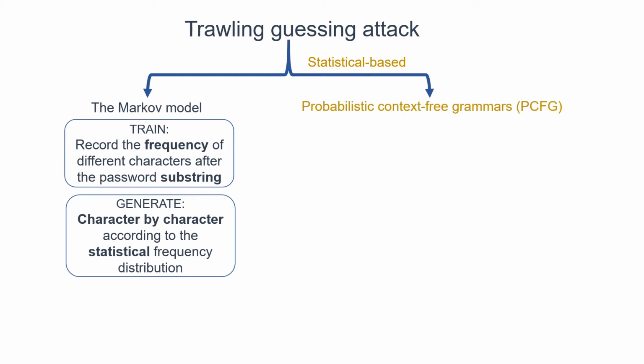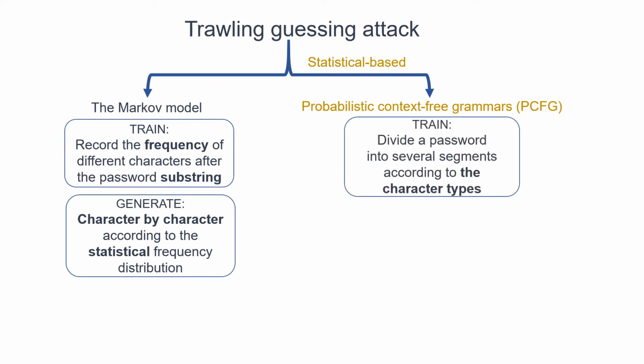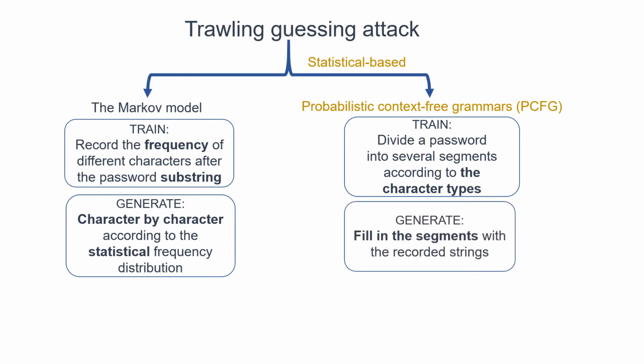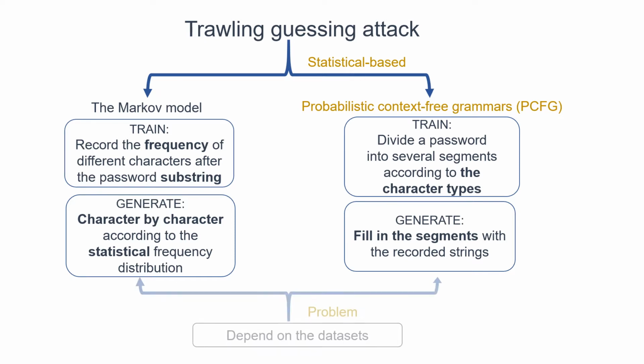The second one is named probabilistic context-free grammars, PCFG for short. It divides each password into several segments according to the character types, and generates the guessing passwords by filling in the segments with the recorded strings. These two statistical-based cracking algorithms are efficient enough compared to brute force, but they still have some problems. The main problem is that their results rely too much on the training datasets. With the improvement of computing power, deep learning-based models with better results are emerging.